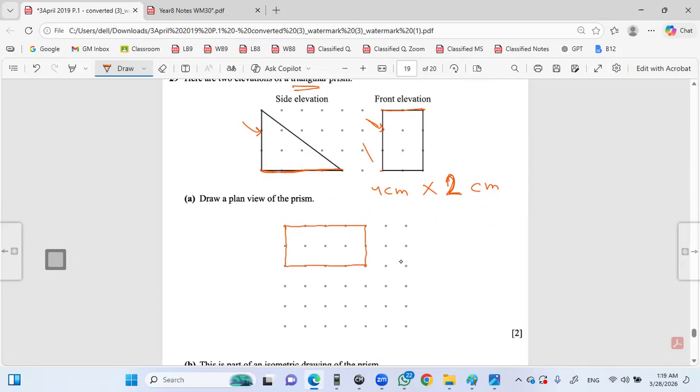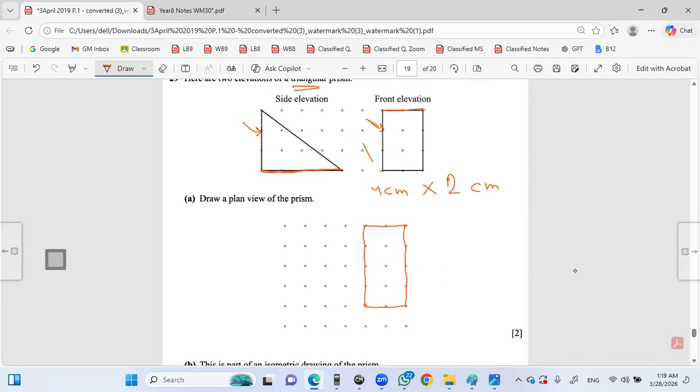4 by 2. Or you could have drawn it in a different way, vertically, 2 by 4 going down here. So you could have drawn it also. This is correct, 4 by 2. And this is also correct, 2 here and the 4 over here. All right.